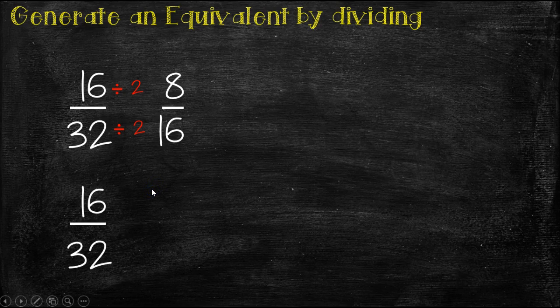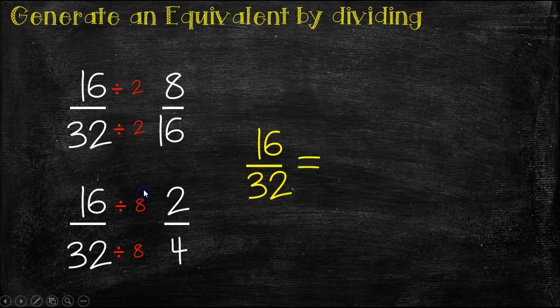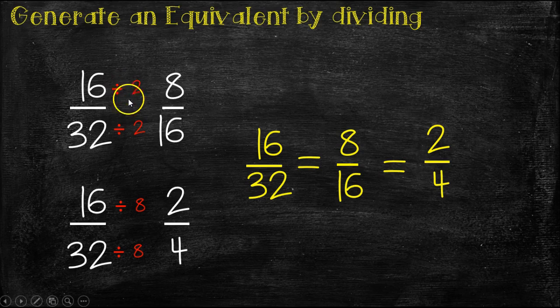So let's find another common factor for 16 and 32. Well, 8 we could divide both by. So we're going to divide the numerator and the denominator both by 8. 16 divided by 8 is 2, and 32 divided by 8 is 4. So we know that 16/32 is equal to 8/16, and it's also equal to 2/4. Remember, you need to find a common factor, something you can divide both the numerator and the denominator by when you're generating equivalent fractions by dividing.